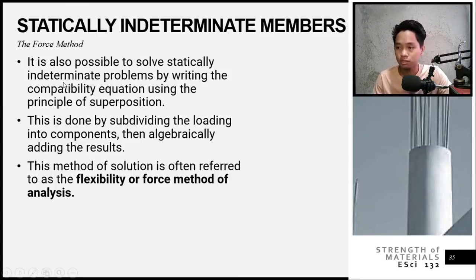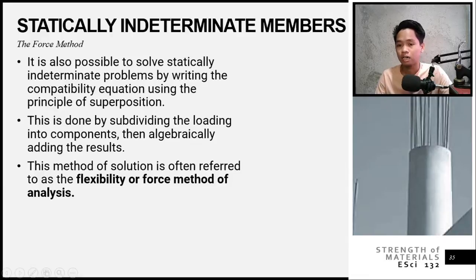Alright, so it is also possible to solve statically indeterminate problems by writing the principle of superposition. Now this can be done, again, as I said in the last video, by subdividing the loading into components, then algebraically adding the results. So this method of solution is often referred to as the flexibility or force method of analysis. So to show how this is applied, let's have some examples, right?